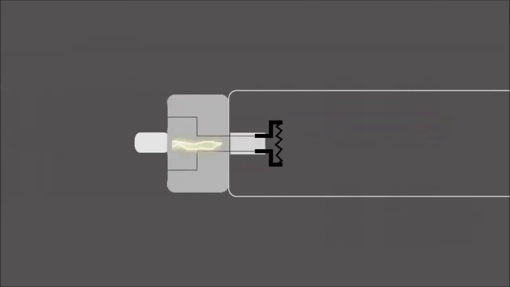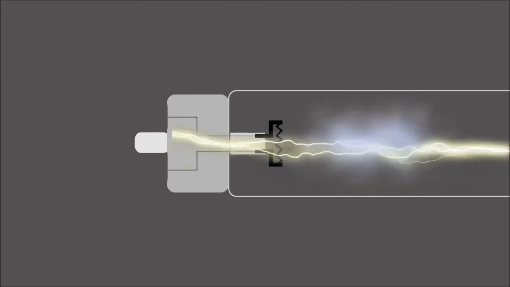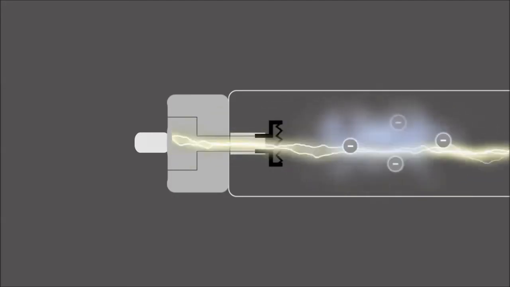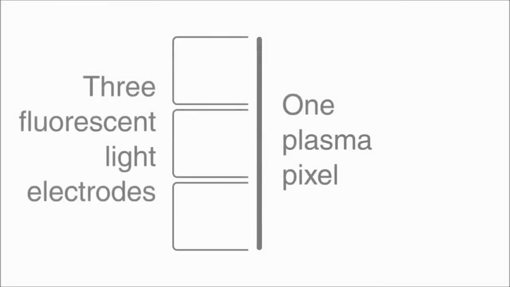When an electrical current is passed through the mercury vapor in fluorescent light bulbs, it heats up the gases sufficiently to strip the electrons and to create plasma. Plasma screen TVs are made possible due to this state of matter. A plasma screen is made of many thousands of tiny dots called pixels, which are made of 3 fluorescent light electrodes emitting the colors red, green, and blue.